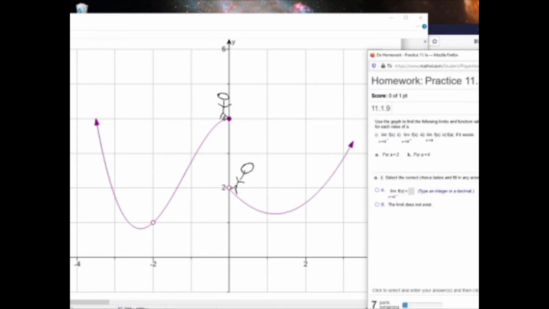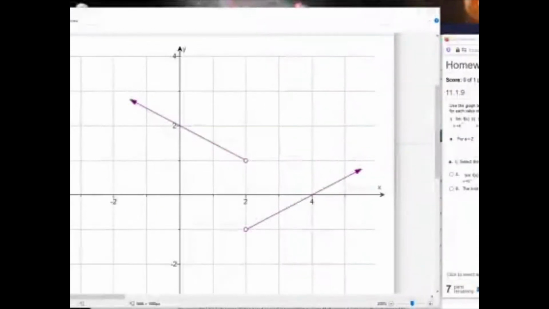And let me get a nice zoomed in picture of that graph. All right, so let's check out the first part A here. And it wants to know the limit of this function as we approach 2 from the left. So we do have a minus sign superscript. So we're going to approach 2 from the left here. And we're going to do that, of course, along the function.